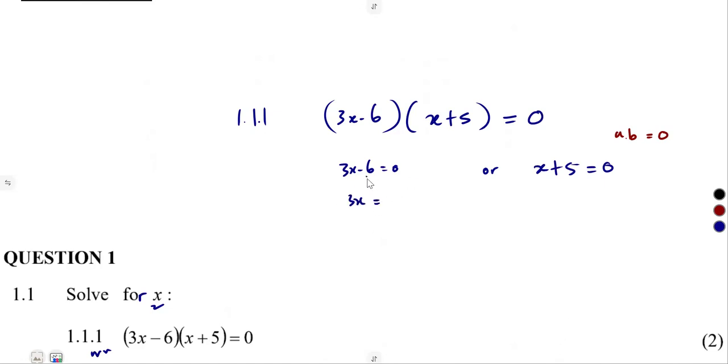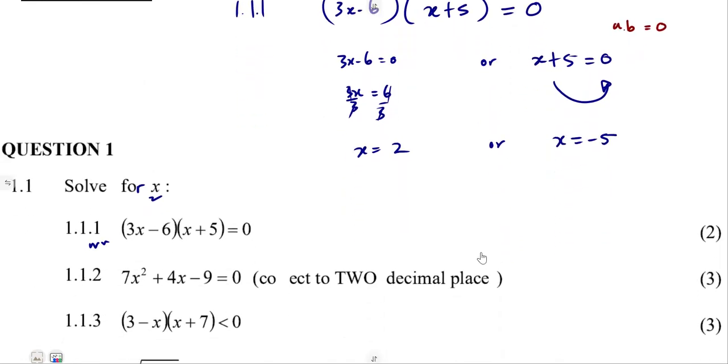So 6 there is going to give us a positive. Then divide by 3. That's our x is 2. Take the 5 to the other side. That was going to give us a negative. So these are the 2 possible values of x. So that was it, guys.